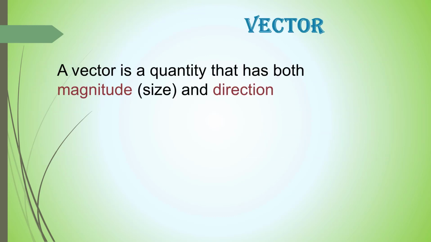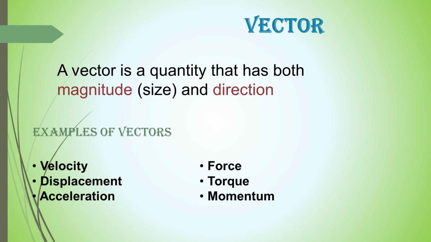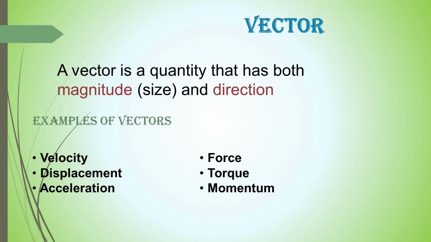What about a vector? A vector is a quantity that has both magnitude and direction. Such quantities need magnitude as well as direction for their complete specification. Without that, we cannot explain them completely. For example, velocity, displacement, acceleration, force, torque, momentum, all these physical quantities require direction for their complete specification. Without that, their explanation is incomplete.